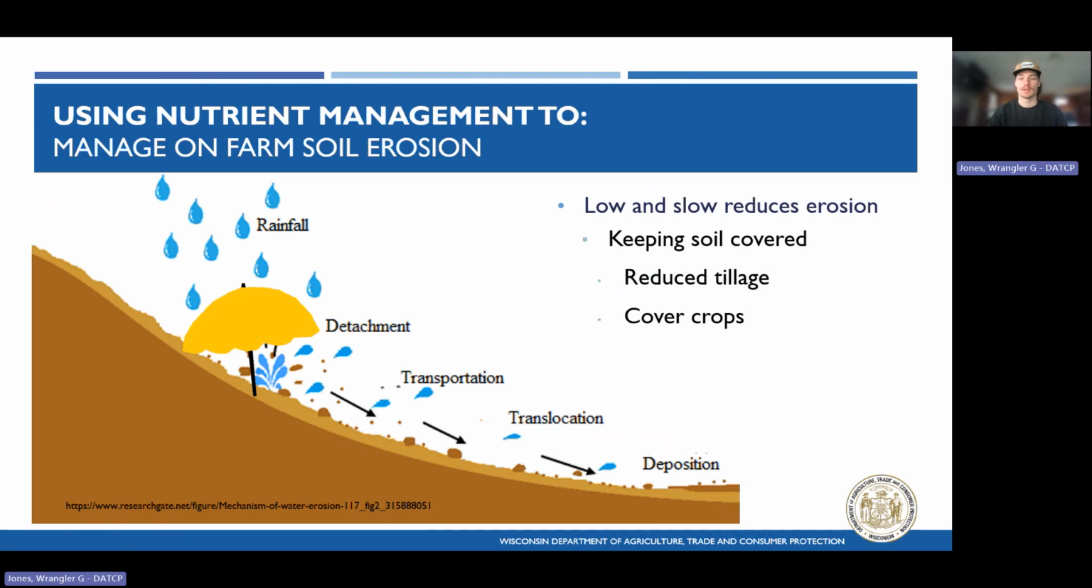There are a few things we can do to manage on-farm soil erosion, and there are things that affect erosion that are just frankly out of our control. For instance, we're not going to be able to change our soil type or the slope of our fields or weather events that are occurring across the landscape. But we can help to keep those soils in place. We can help by keeping them covered by utilizing reduced tillage and adding cover crops into our rotation. And all these practices are going to help keep water moving slowly across the field, allowing for better infiltration and less erosion.